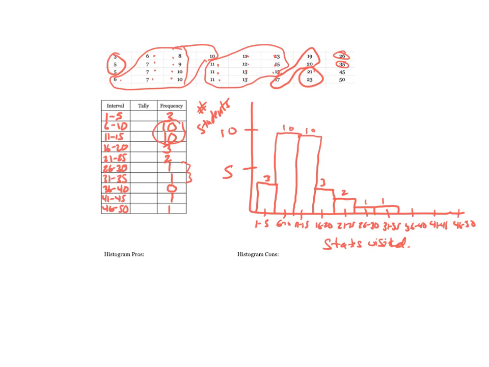My 31 to 40 doesn't have anything in it, so there's no bar going to be in that location. Then 41 to 45 is going to have 1, and 46 to 50 is going to have 1. So here's a situation where the bars don't touch. There's a space, and that's because that group didn't have anything in it. Okay.